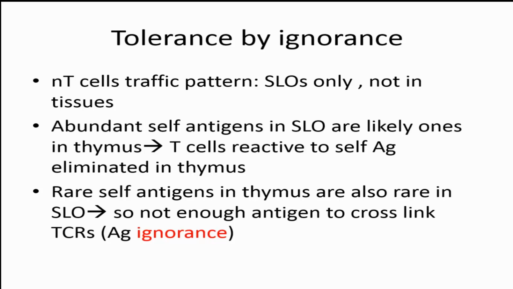Now, say there are abundant self-antigens in the secondary lymphoid organs. Most likely those are also present in the thymus and went through negative selection, so they don't react. But say there was a rare self-antigen in the thymus, so rare that the T cell did not go through negative selection for it, making it a self-reactive T cell. That self-antigen is also rare in the secondary lymphoid organ. It's most likely in the periphery, so the naive T cell does not come in contact with it at all. Overall, that antigen is ignored because it's not there. That's called antigen ignorance. Even if it is there in the secondary lymphoid organ, it's so rare that it's not enough to get the receptors cross-linked.